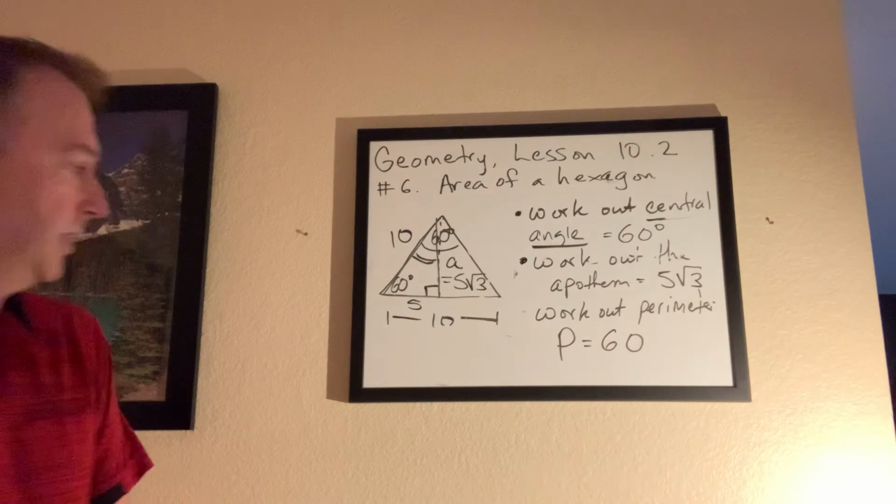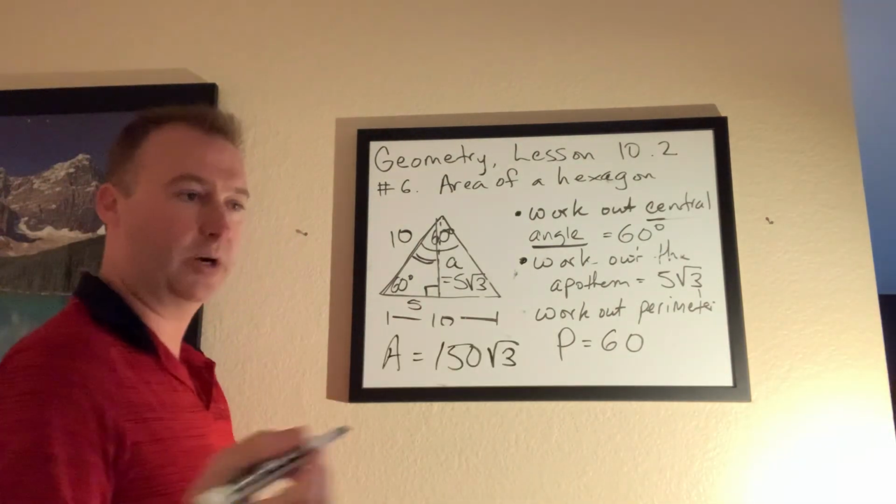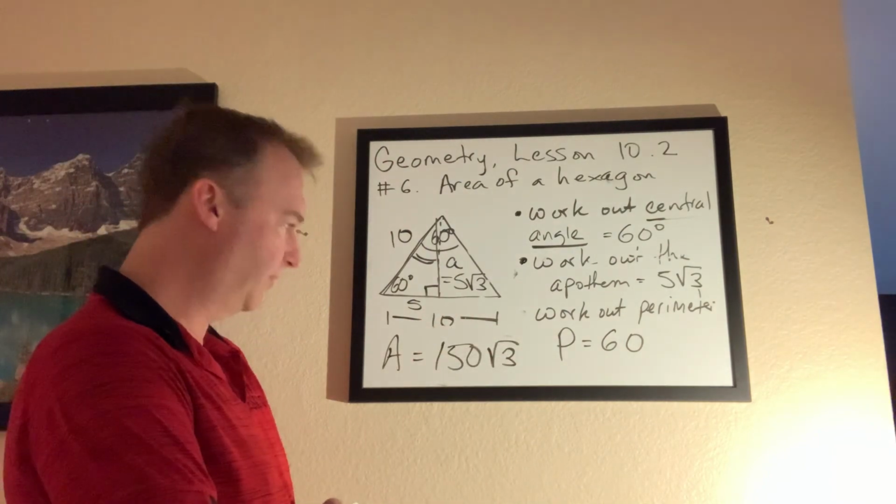So I believe that should be the answer to your problem. You should end up getting that the area is 150√3 square units. And then of course you can punch that in on a calculator and round to whatever you need to round to. Hope that helps.